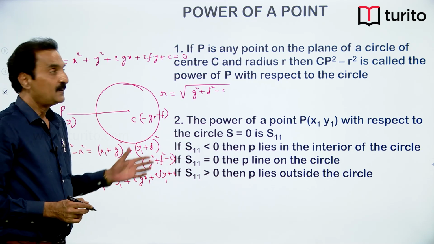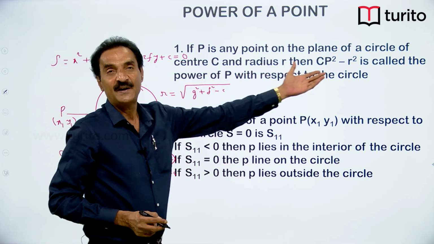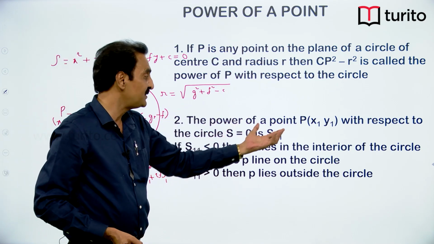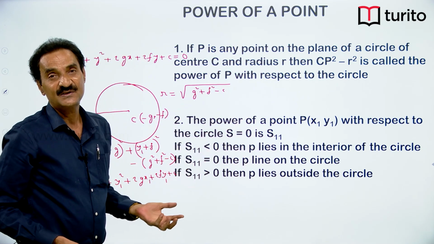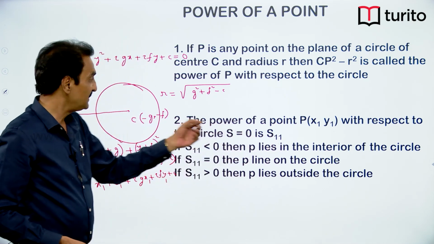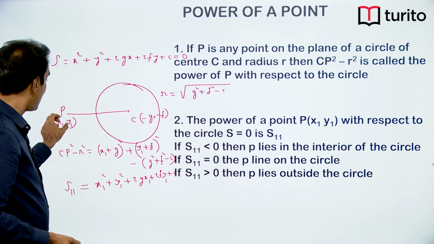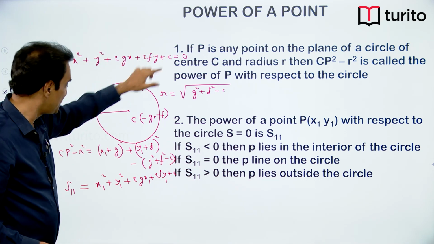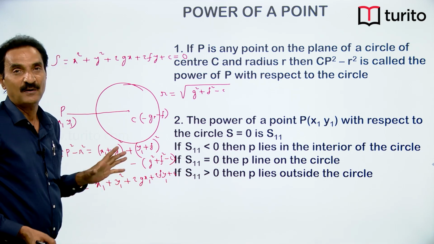So, the power of a point is initially defined as CP square minus R square. Now, the formula for the power of a point P with respect to a circle S = 0 is given by S11. How do you calculate S11? Just by substituting point P in the equation, the value of this expression is S11, that is the power.